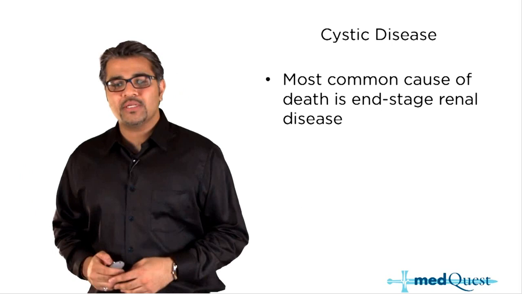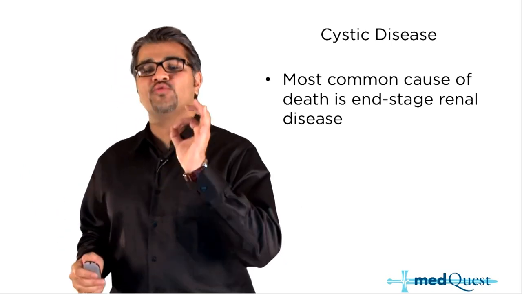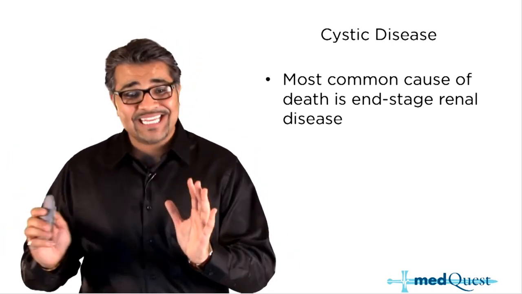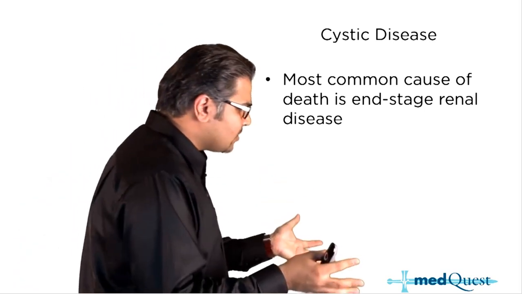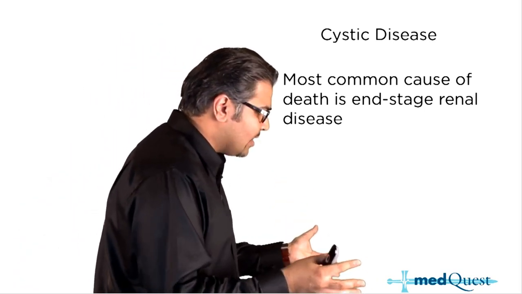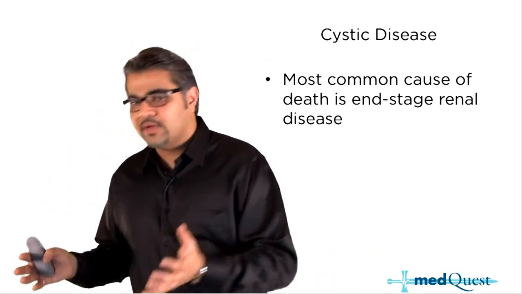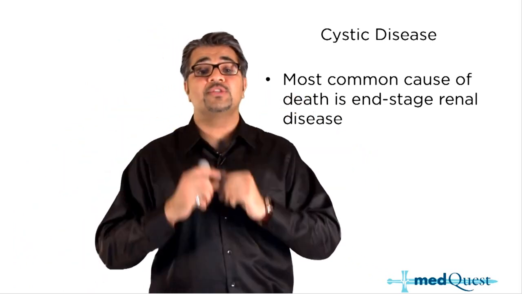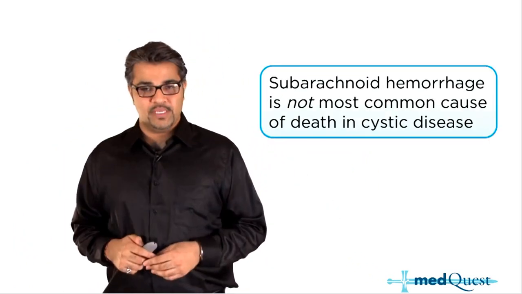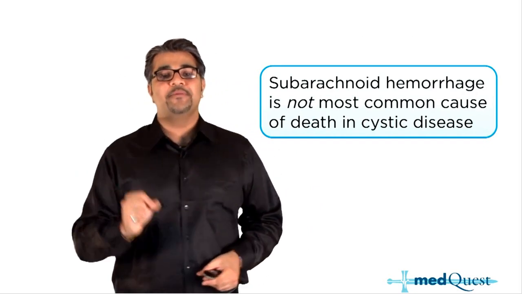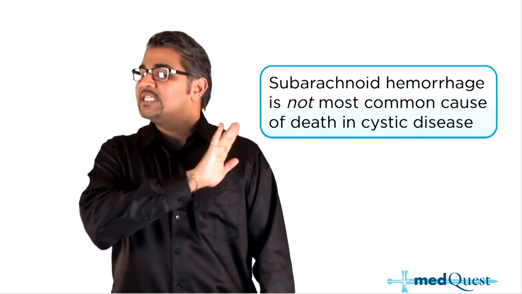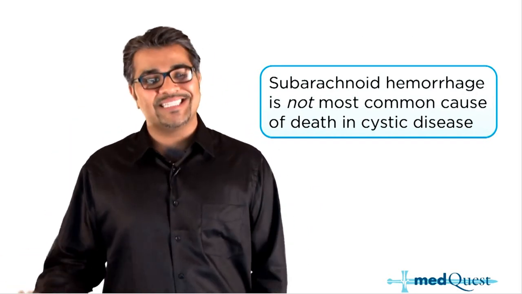Now, the most common cause of death is end-stage renal disease. That's right, end-stage renal disease, folks. What's the most common cause of death in adult polycystic kidney disease? Well, renal failure, kidney disease, renal failure. That is correct. Remember, there's no specific therapy here. This is the point I'm trying to illustrate. Subarachnoid hemorrhage is not the most common cause of death in cystic disease.